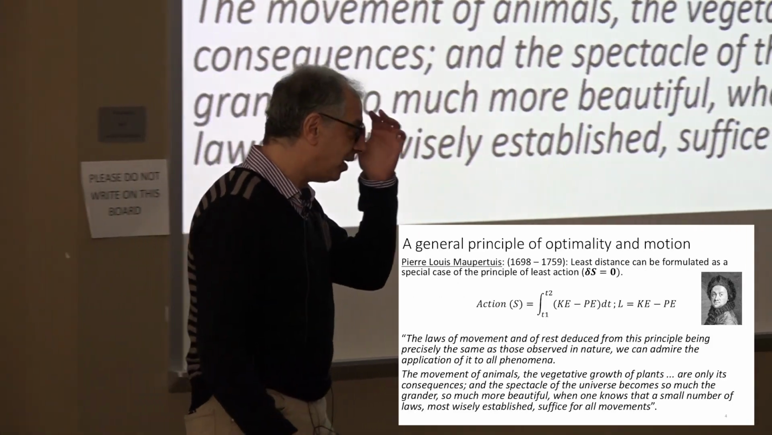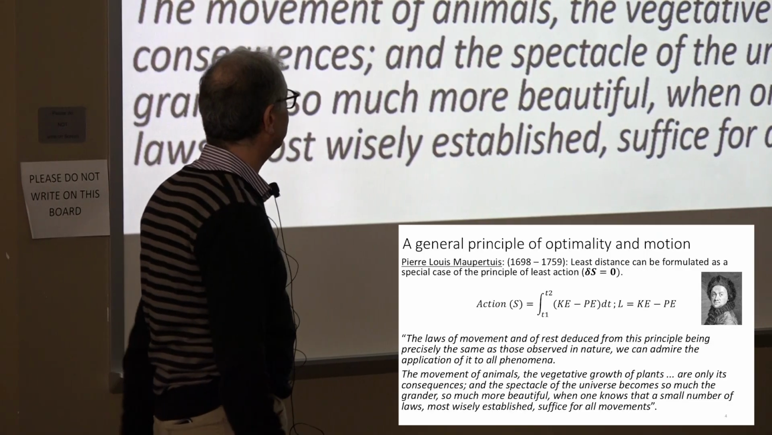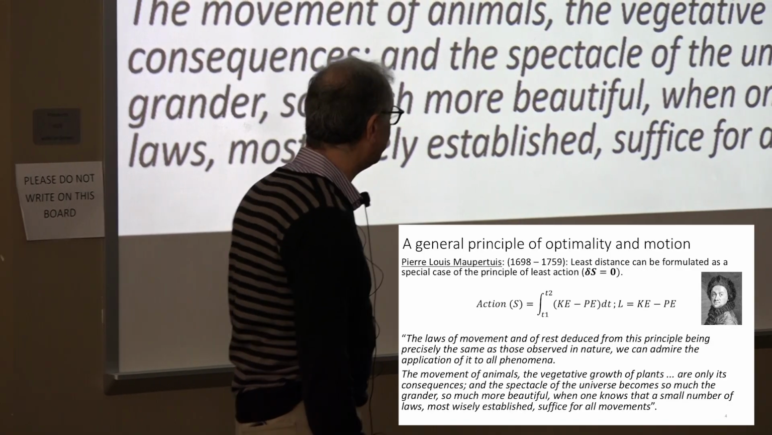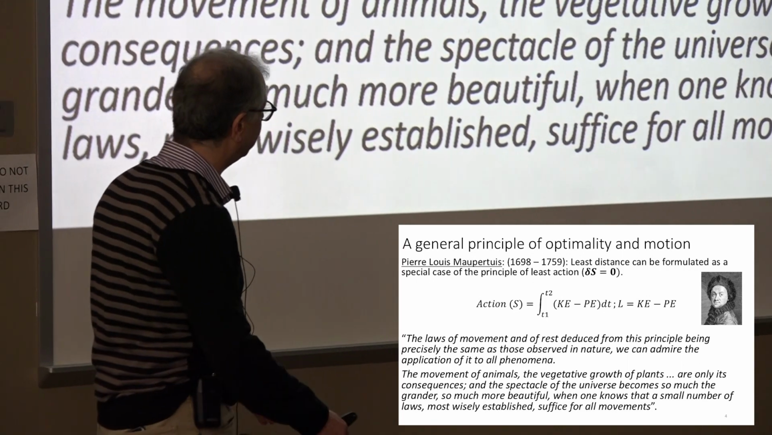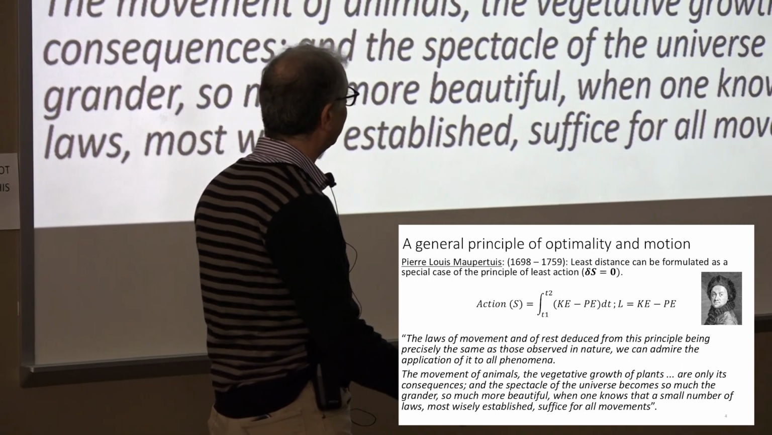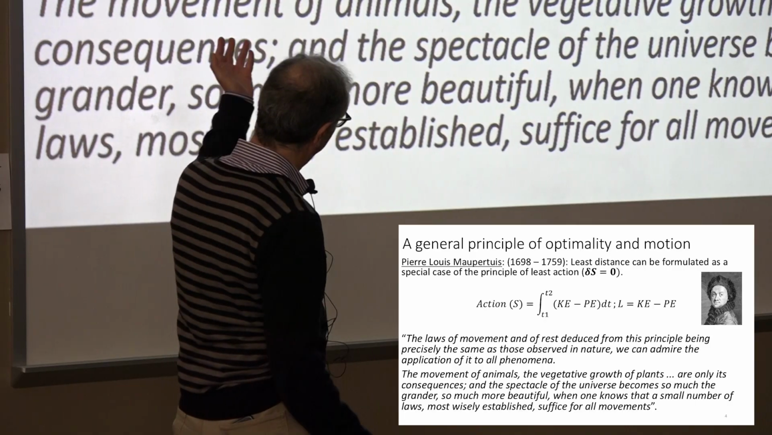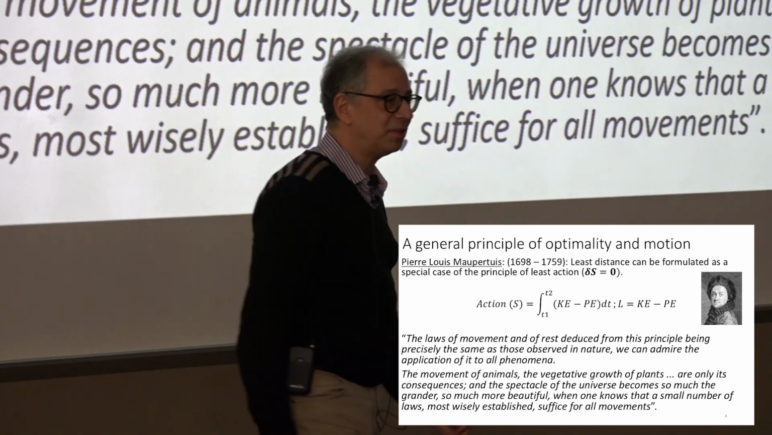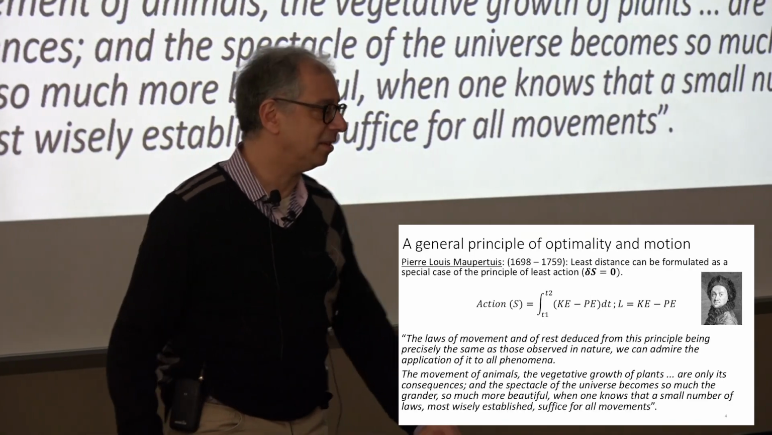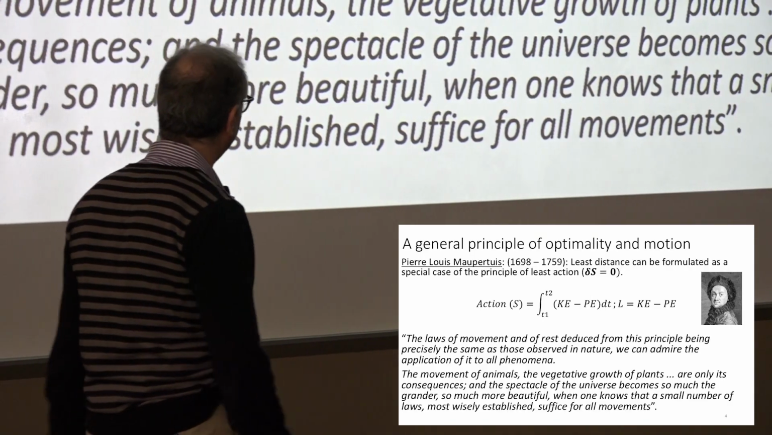Now, the essential breakthrough in physics happened by Pierre-Louis Maupertuis. He was a mathematician. He studied under Bernoulli. And in fact, he proposed the concept of what we today call the principle of least action. This is a modern version. This is not how Maupertuis presented the principle of least action.